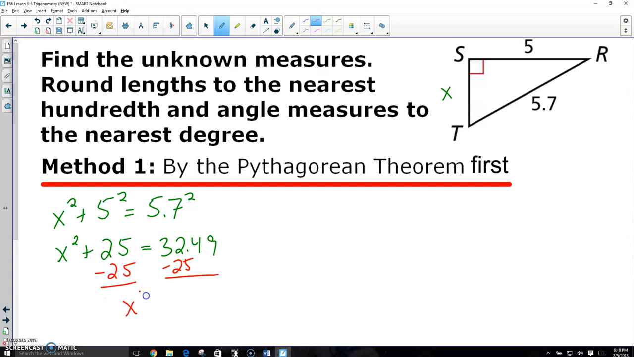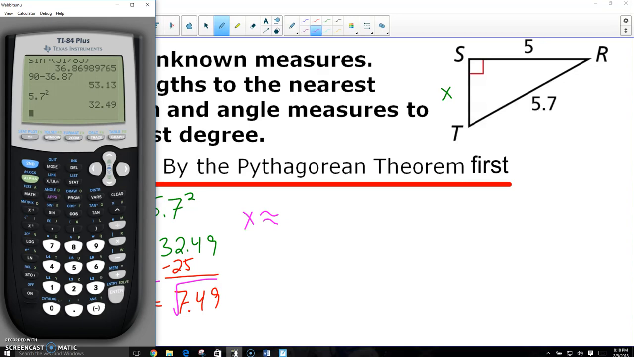So that gives me x squared is equal to 7.49. Remember, to get rid of a squared, we take the square root. So x is approximately the square root of 7.49. So we press second x squared to bring up the square root, 7.49. Press enter. We get this answer.